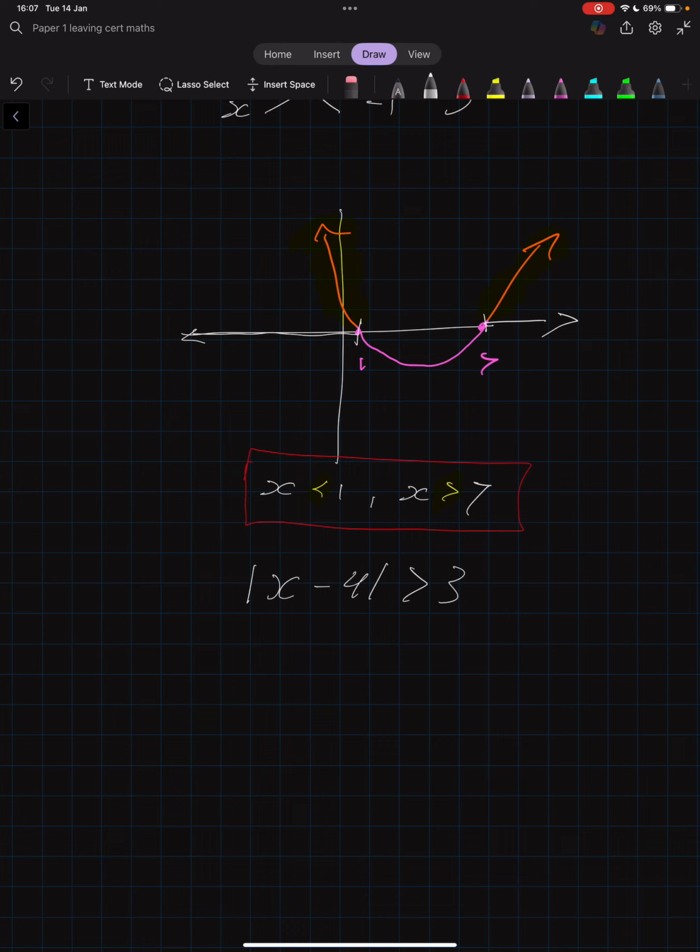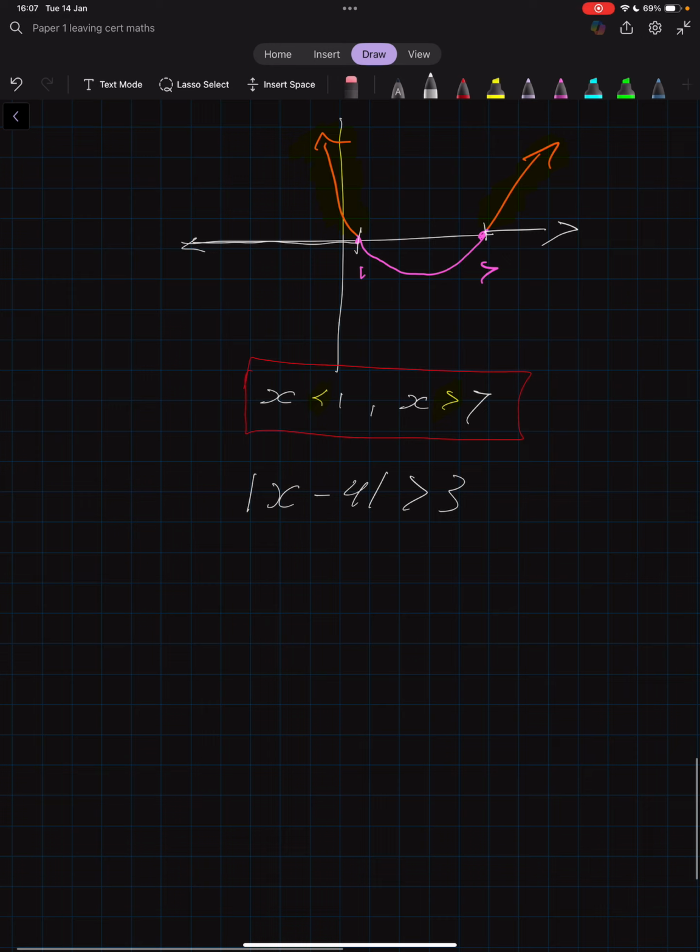So here, we're saying if x is less than 1, the modulus should be greater than 3. So just take x equals 1. We get 1 minus 4, which equals minus 3. Again, you just get rid of the minus, so it's just equal to 3. So it's equal to 3 if your answer is 1, and then less than that, you'll get greater, that's fine. And if I plug in 7, again I get 3.